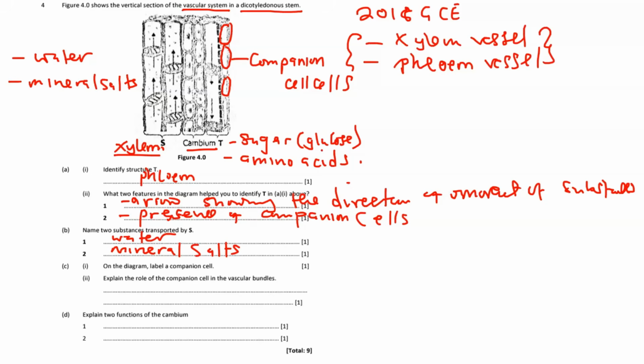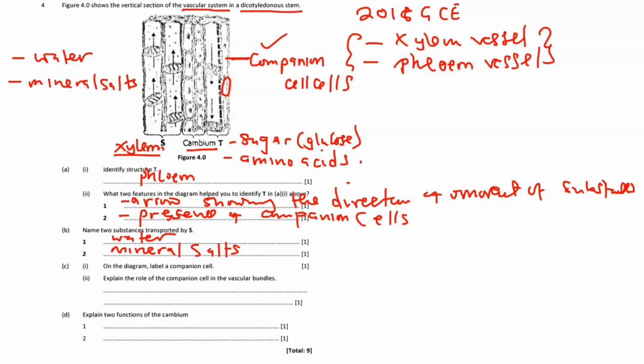That is the question. Let us go to question C1. On the diagram, label the companion cells. So I've just done it here. For the companion cells, you just needed to put an arrow here, not really circling them, but just to put an arrow. That is what you needed to do. So this one earns a mark.